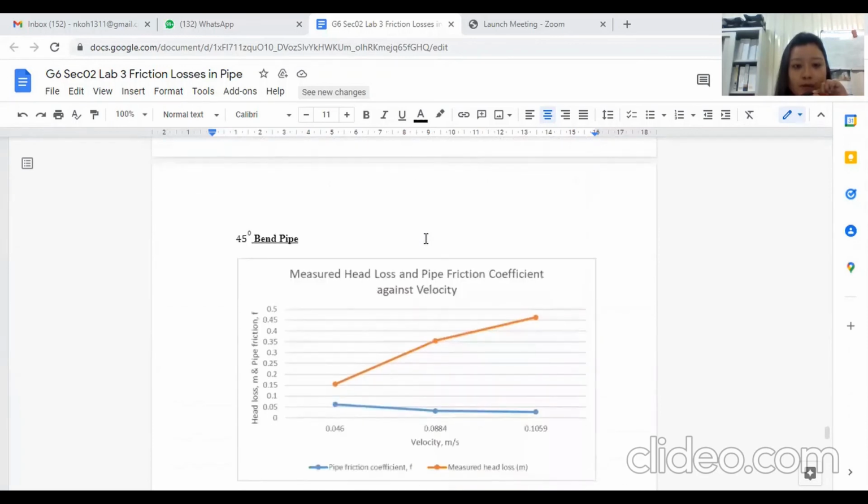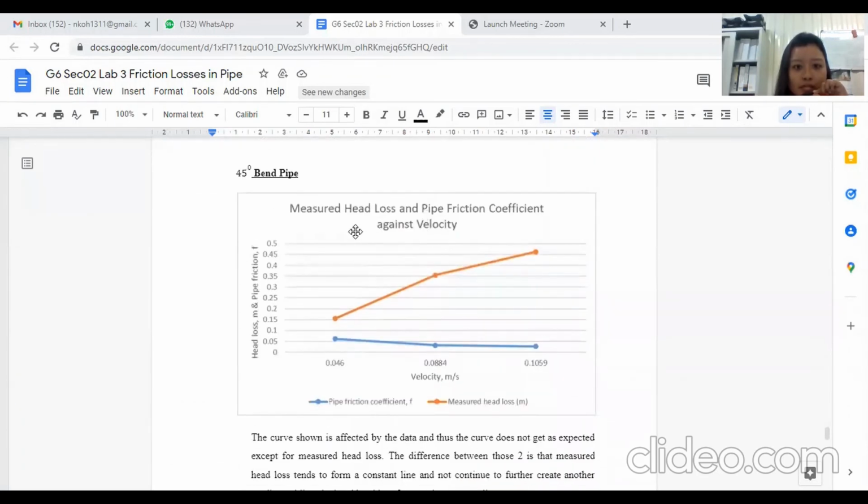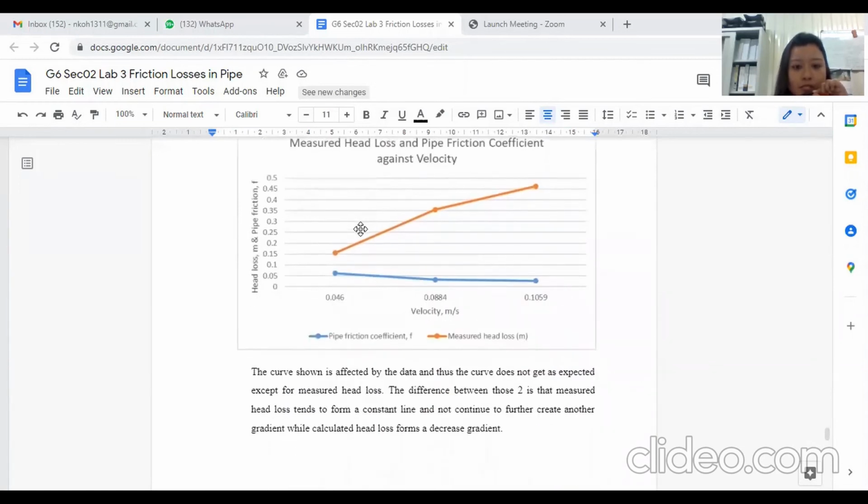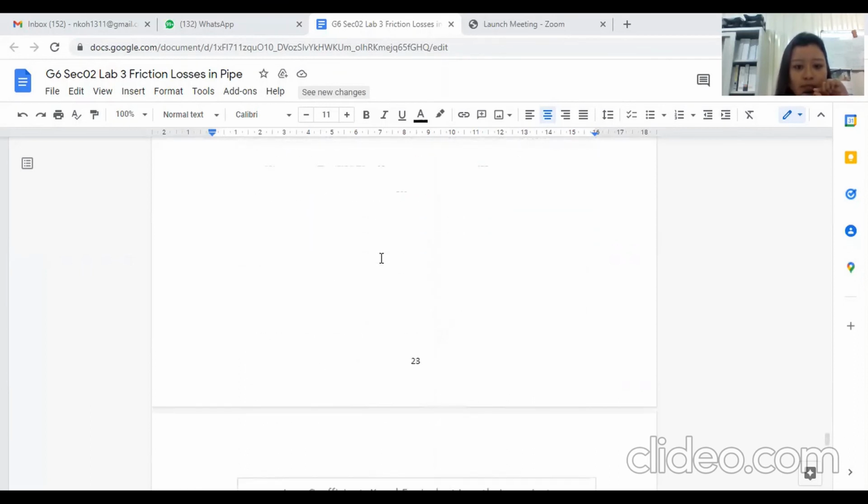And for the 45-degree bend pipe, for the measured head loss and pipe friction coefficient against velocity, the curve shown is affected by the data and thus the curve does not turn out as expected except for measured head loss. The difference between those two is that measured head loss tends to form a constant line and does not continue to create another gradient like calculated head loss from a decreased gradient.